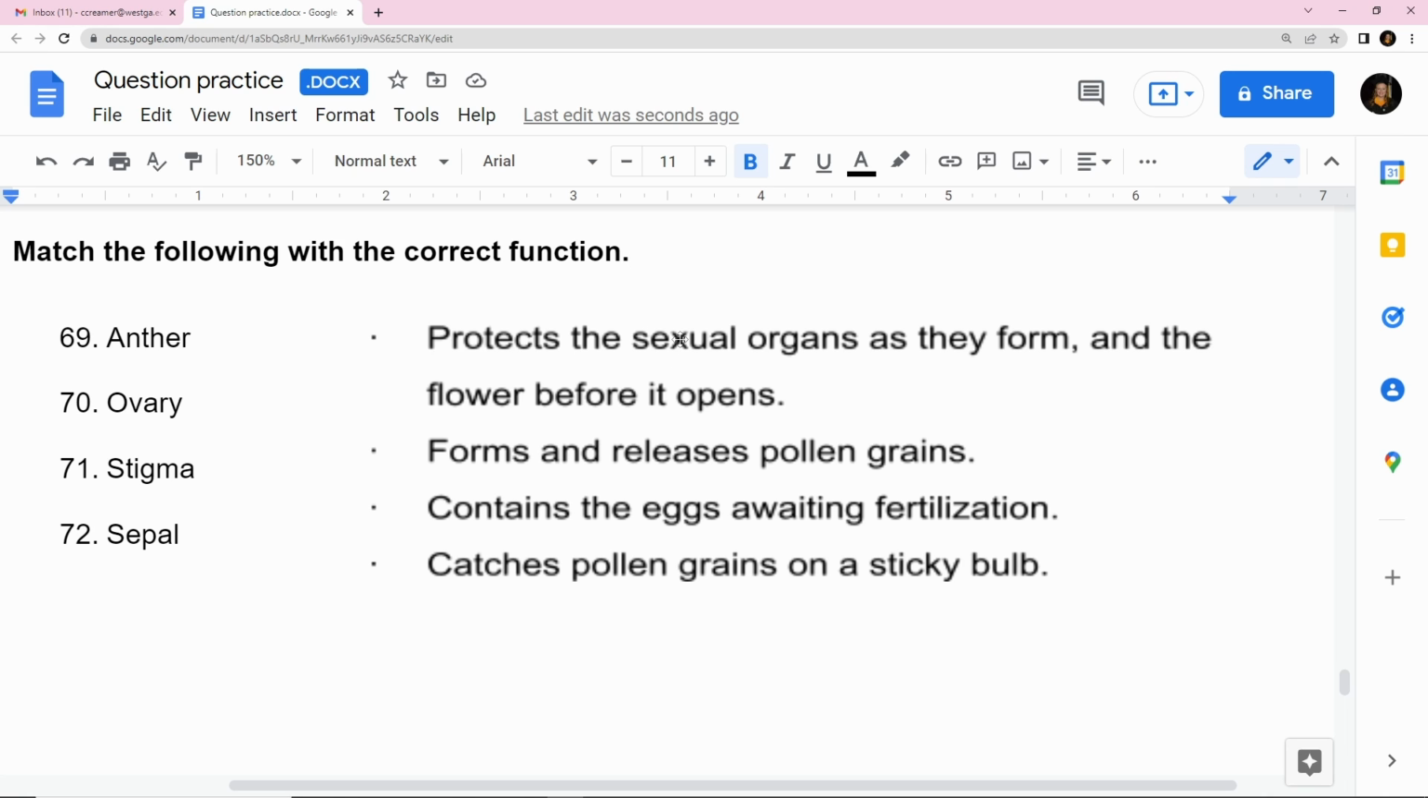Well, the first definition, protects the sexual organs as they form and the flower before it opens, matches with sepal. The second definition, forms and releases pollen grains, matches with anther. The next definition, contains the eggs awaiting fertilization, matches with ovary. And then, catches pollen grains on a sticky bulb, matches stigma.